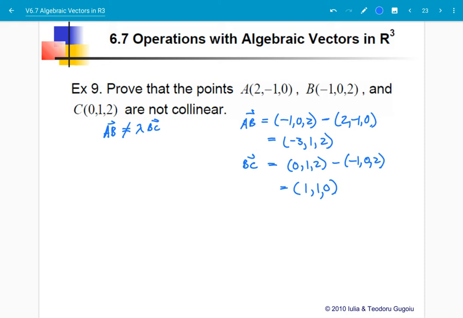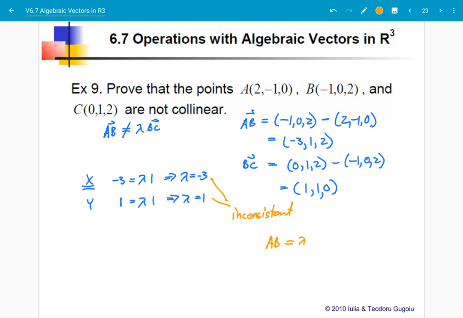Let's try this out. For the x component from AB, we have -3 lambda to get a 1. So here lambda would have to be equal to -3. For the y component, we have 1 lambda and 1, and from this we would think lambda is equal to 1. We don't have to go any further than that. We could check the z component, but because this is inconsistent, there exists no lambda that will make AB equal to BC.